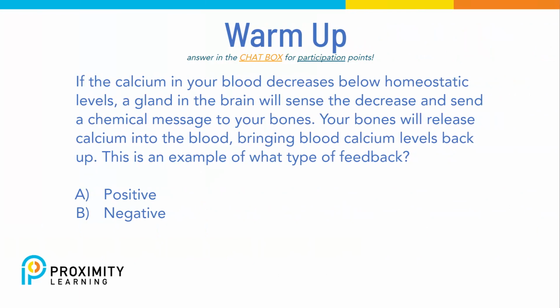If the calcium in your blood decreases below homeostatic levels, a gland in the brain will sense the decrease and send a chemical message to your bones. Your bones will release calcium into the blood, bringing blood calcium levels back up. This is an example of what type of feedback? Type your answer in the Zoom chat box, and I will pause for you to think.